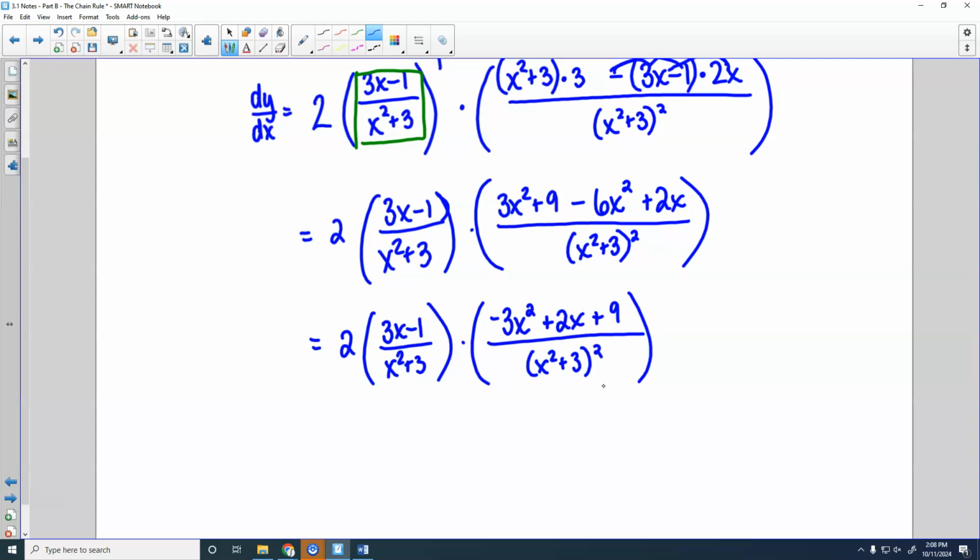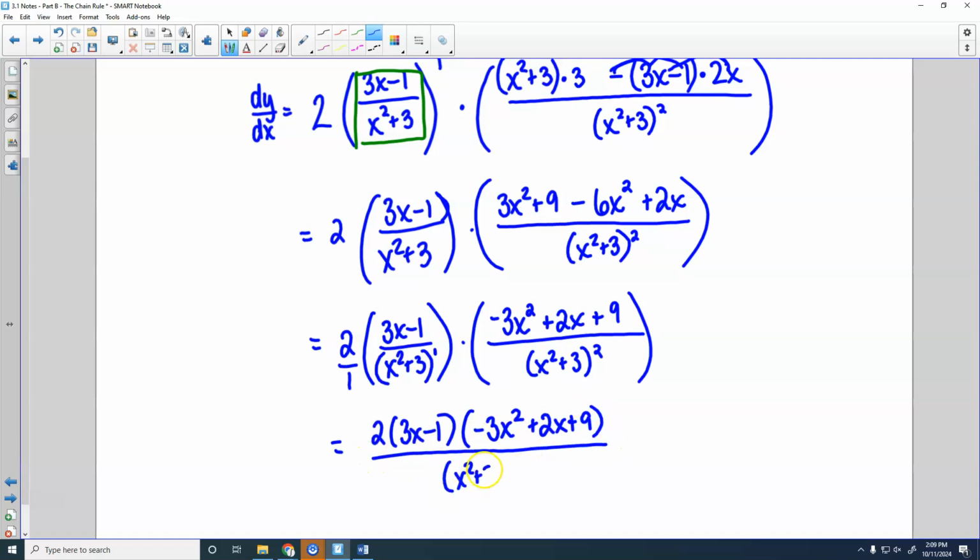When you multiply fractions, you multiply straight across. So if we put this over 1, you will probably see them put these two pieces right here together because you've got x squared plus 3 and another x squared plus 3. So they'll probably put that together. I think they'll just leave everything else alone. So it would be 2 times (3x minus 1) times (negative 3x squared plus 2x plus 9) over (x squared plus 3) squared. Oh, not squared, cubed.